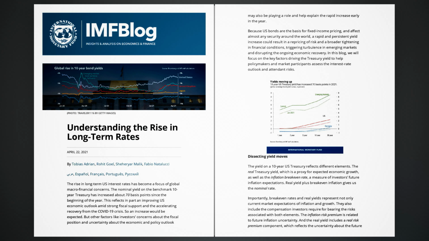Understanding the Rise in Long-Term Rates. April 22, 2021. By Tobias Adrian, Rohit Goel, Sheheryar Malik, Fabio Natalucci.